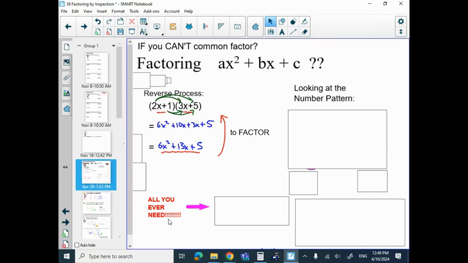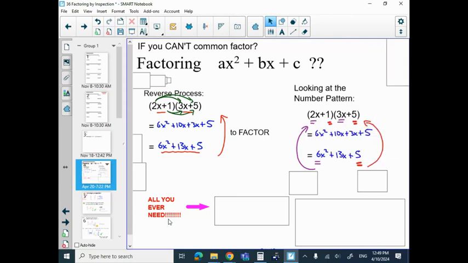Okay? So if we're looking at the number pattern, we have a 6 and a 5 out on the ends. And if you look where they would have come from, it would have been from that 2 times the 3 to get the 6, right? Which we did as part of our distributive law process. So the 2 times the 3 gives the 6, right? 2 times the 3 gave the 6. And so we're noticing that.